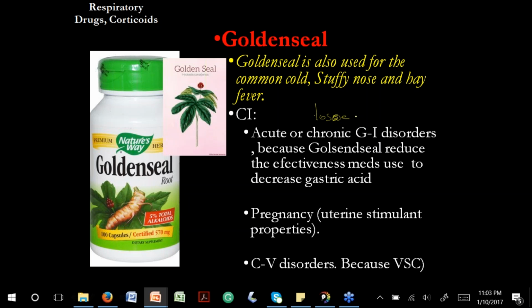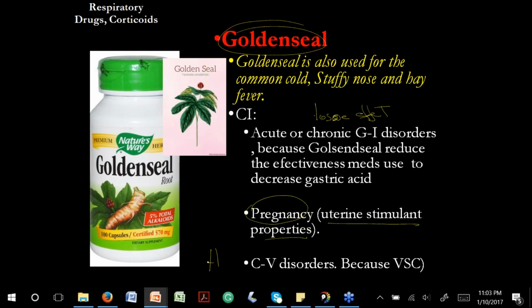Of the medication to decrease the gastric acid, right? Lose effectiveness. Pregnancy: golden seal is going to produce uterine stimulant properties. So they can produce some contractions of the uterus. You don't want that. And for hypertension.